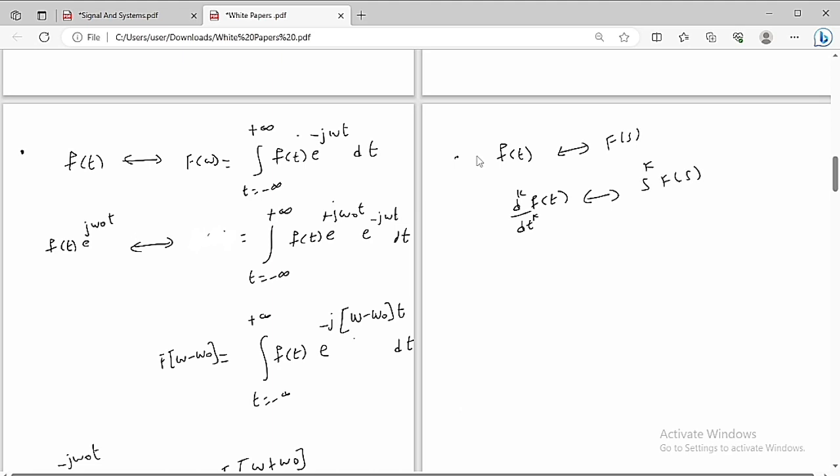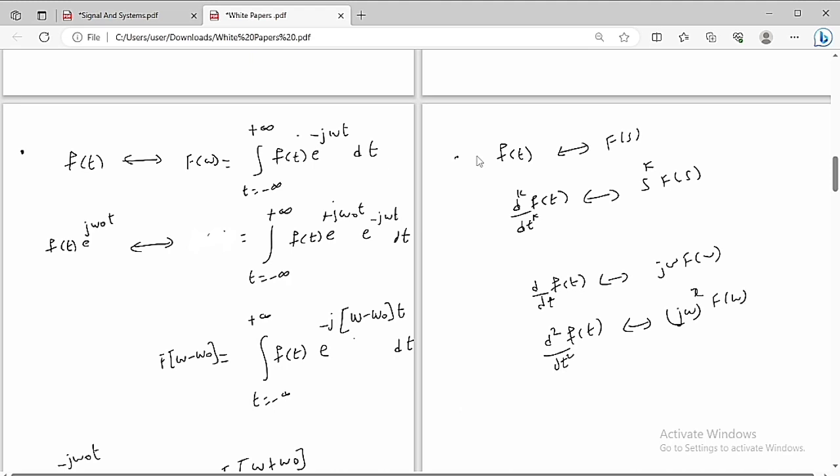So based on this formula, just replace s by j omega. That's it. Then d by dt of f of t means k is equal to 1, and s is equal to j omega, so we get this. Suppose the second derivative: second derivative of f of t means j omega whole square into F of omega.